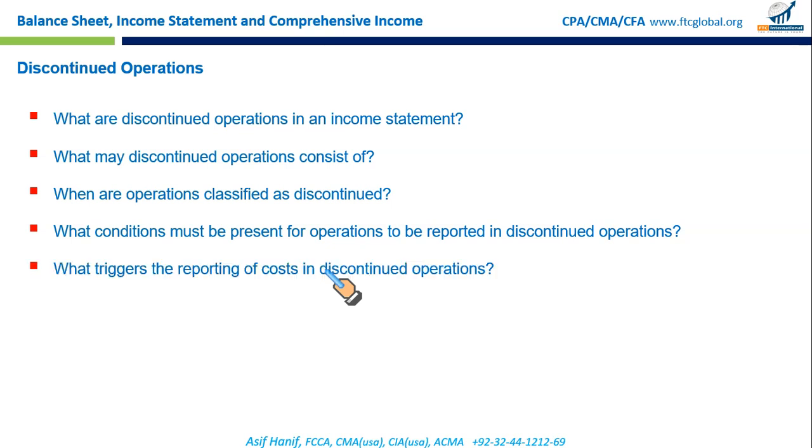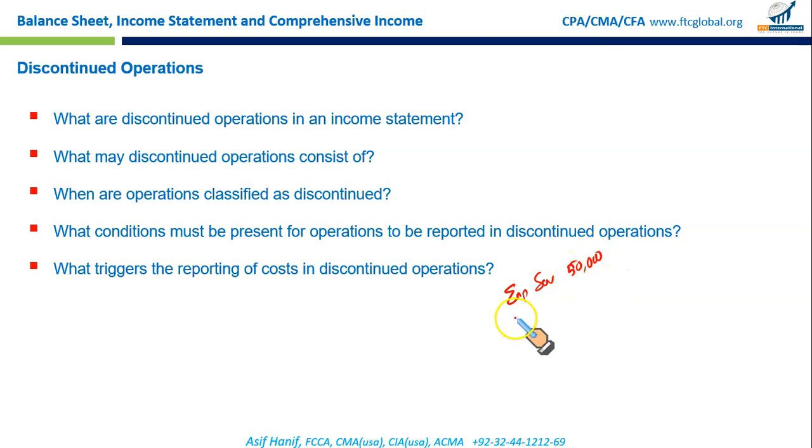What triggers the reporting of cost in discontinued operation? Costs are recognized when obligations to others exist. When we discontinue a segment, it may involve laying off some staff. Some people will have to be made redundant. So when you lay them off, you need to pay them something. Let us assume that we are going to lay off a few staff members because of this discontinued segment, and it might require employee severance pay. You need to pay them legally because they have been dismissed.